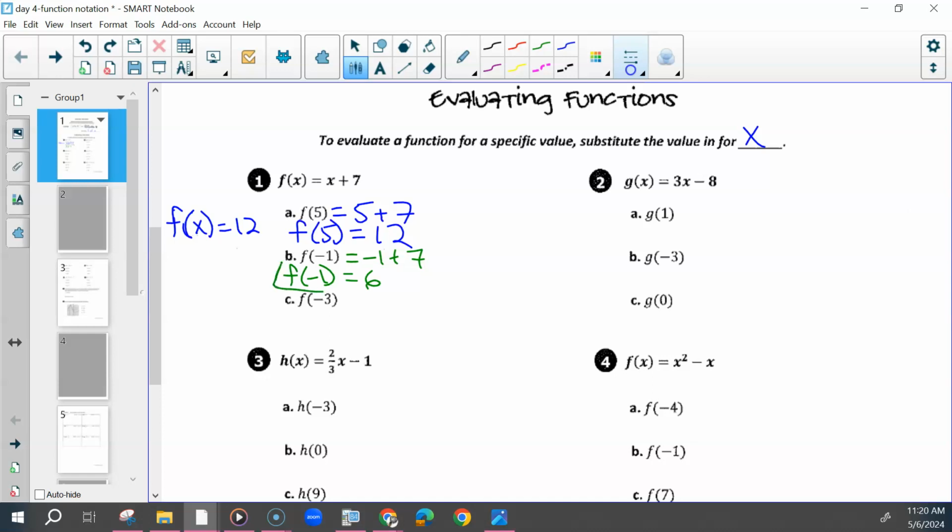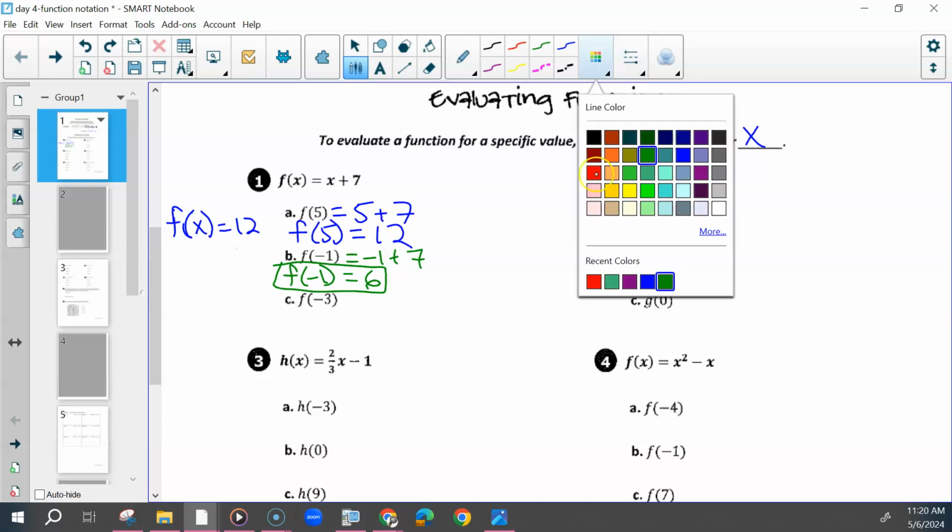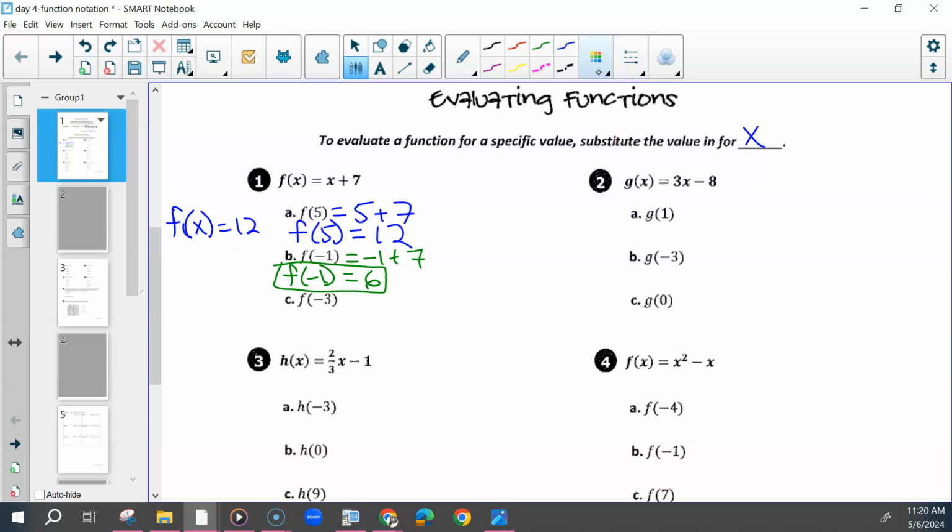Can you just write down the answer, or do you have to write down the steps? If you were testing this, you would have to write down you putting the x value in and the answer. But for now, you could just write the answer as long as you know how you got it. And then do the same thing for C. It is 4.